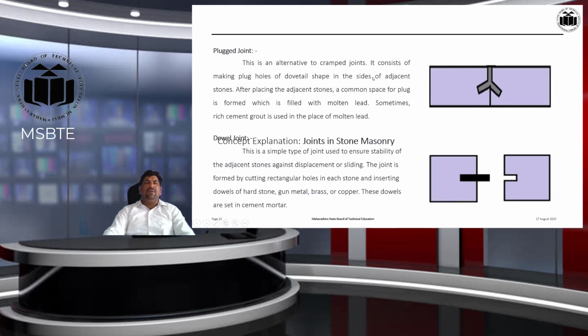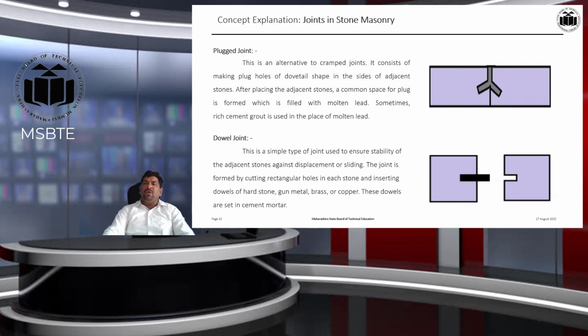After this, we are going to see the plug joint. The plug joint is an alternative to the cramp joint. As you can see in the figure, it is something like the cramp joint. It consists of making plug holes of dovetail shape in the sides of adjacent stones. After placing the adjacent stones, a common space for the plug is formed, which is filled with molten lead. Sometimes rich cement grout is used in place of molten lead.